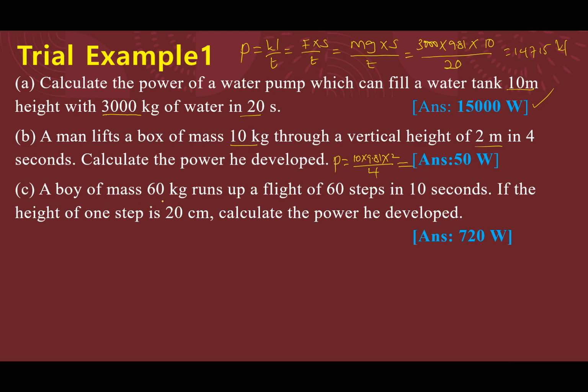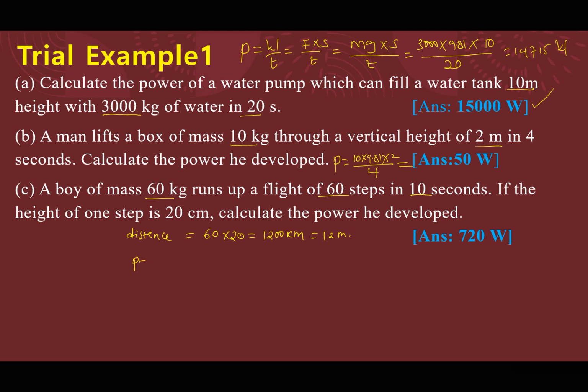A boy of mass 60 kilograms runs up a flight of 60 steps in 10 seconds. If the height of each step is 20 centimeters, calculate the power he developed. So total distance is going to be 60 steps times 20, which is 1,200 centimeters, which I think is going to be 12 meters. So that is the distance.